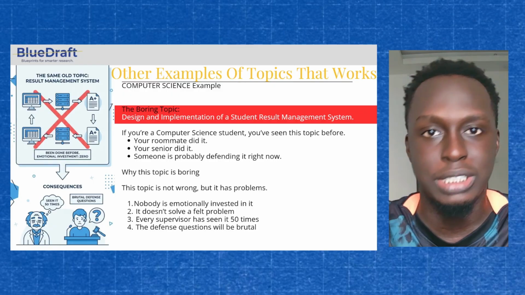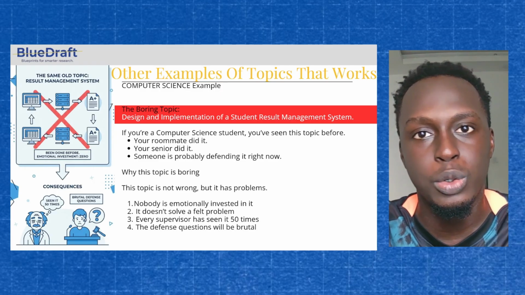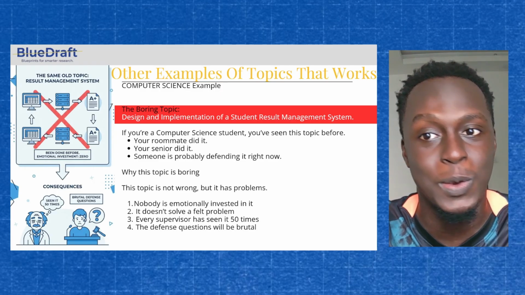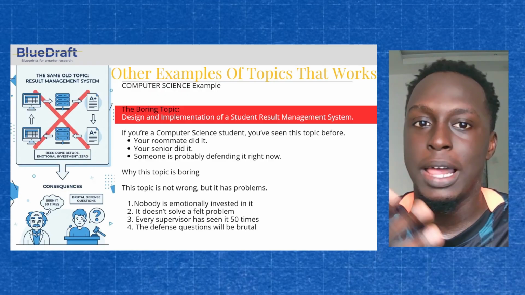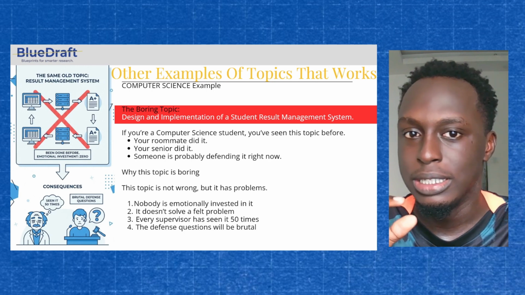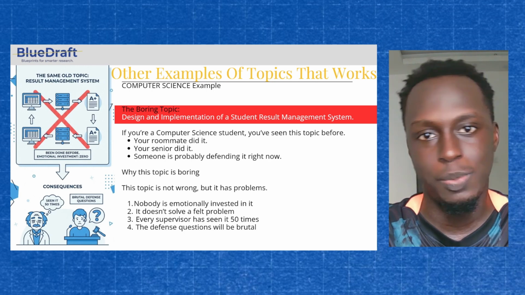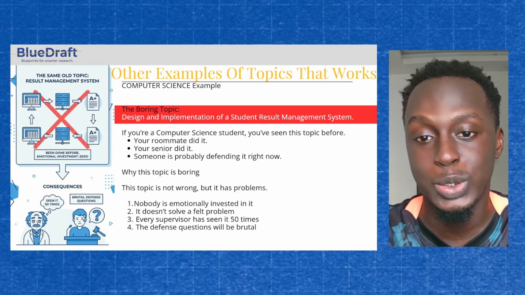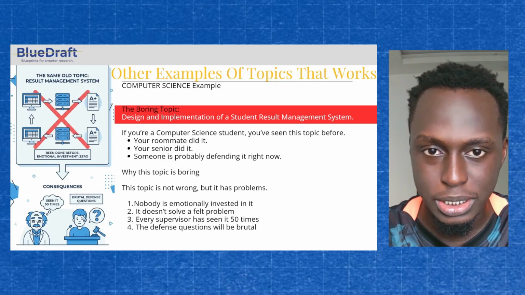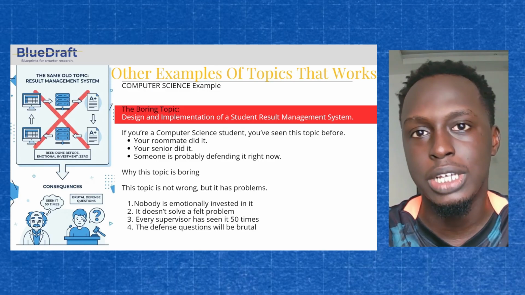I've not really done research work related to computer science, but I've pushed myself to understand how their topics go, and I'm also learning as well. So I'm not very knowledgeable, but I can spot a boring topic when I see one. And this one is kind of a boring topic: design and implementation of a student results management system. Your supervisor has probably seen it over 50 times. And also your defense questions will be brutal because your topic is just broad and really confusing, so they'll be asking you questions that you didn't plan to explain.